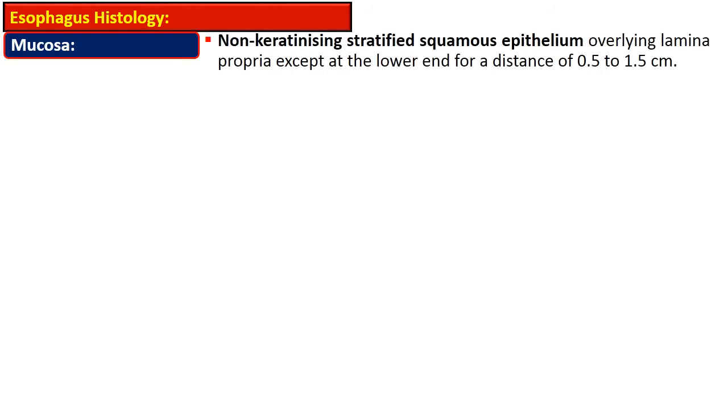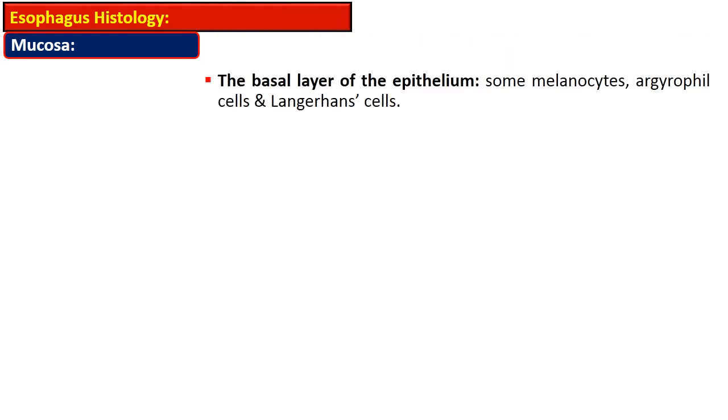The esophagus is composed of mucosa, submucosa, muscularis and serosa or adventitia. The mucosa is composed of non-keratinizing squamous epithelium overlying the lamina propria, and except at the lower end of the esophagus for a distance of about 0.5 to 1.5 centimeter, the basal layer of the epithelium shows some melanocytes, argyrophilic cells and Langerhans cells.